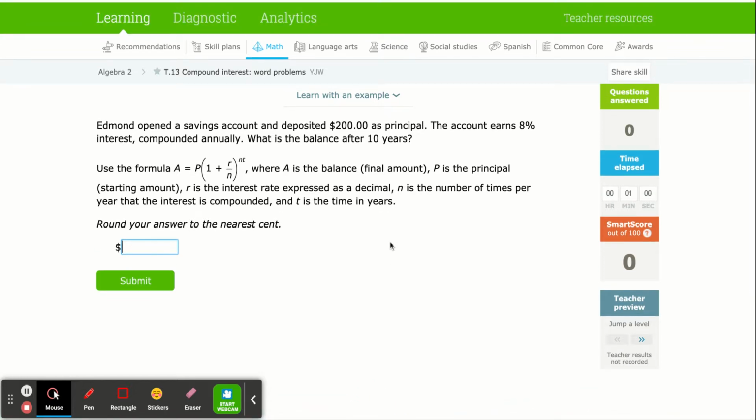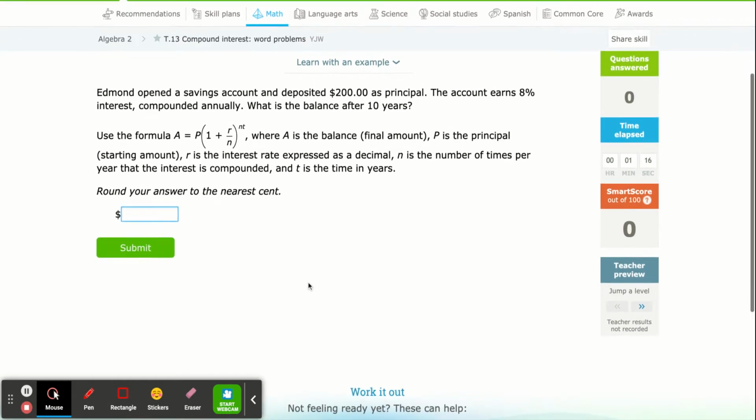Welcome. I wouldn't be a good math teacher if I didn't teach compound interest that's done annually or repeatedly. It's called compounded annually or compounded at a regular interval basis. And in the next lesson, we'll learn continuously compounded. But what's really nice is this IXL explains it very well.